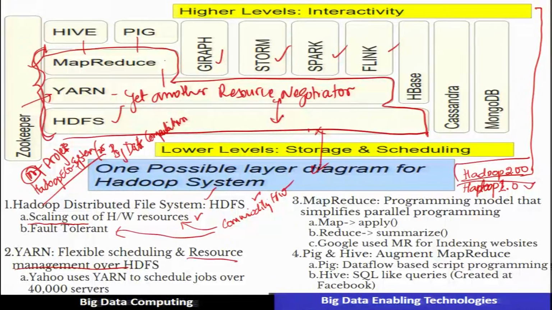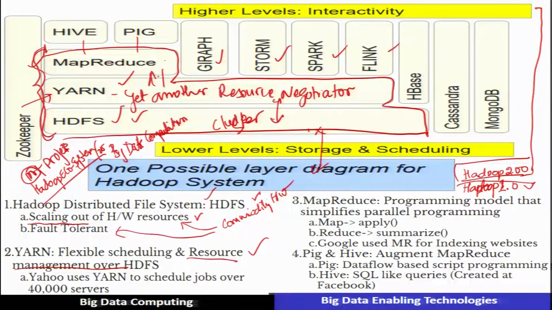So HDFS is a file system over the cluster, and this is called a Hadoop cluster. Over HDFS, the resources are provided using a resource manager for the different applications, and this is called Yarn. Yarn runs over HDFS. The full form of Yarn is yet another resource negotiator. It is flexible scheduling and resource management over HDFS.